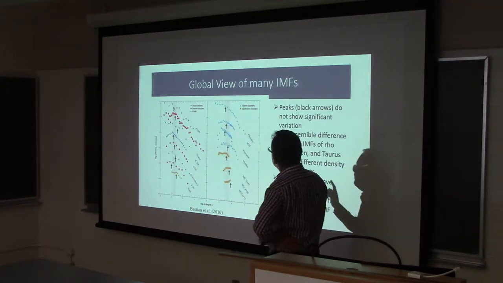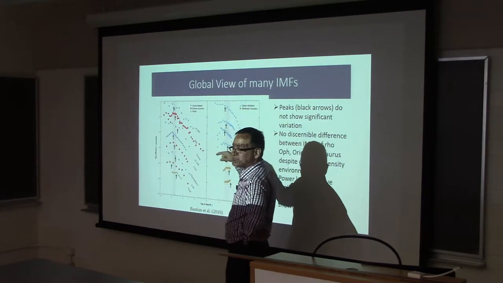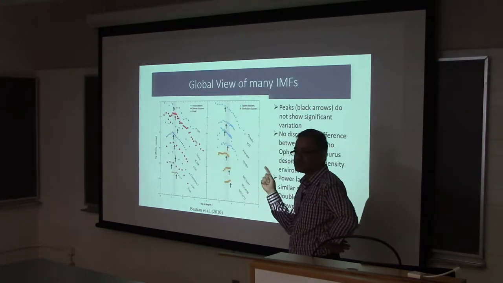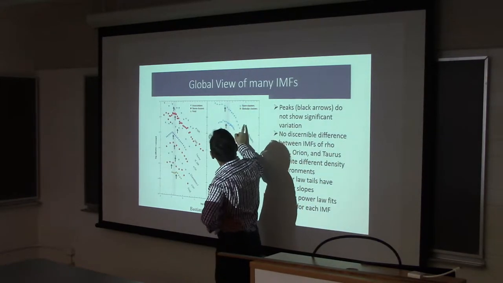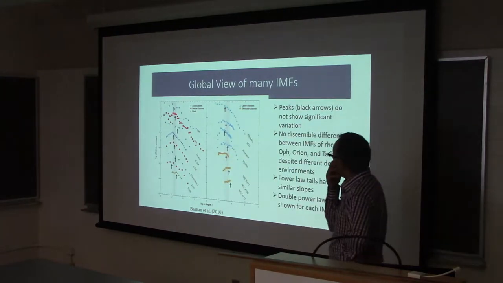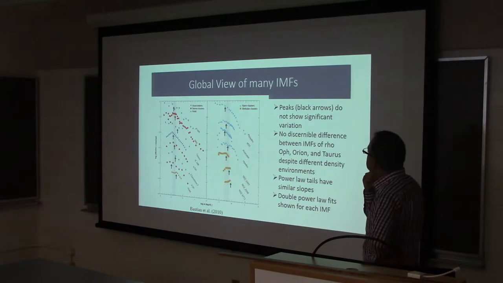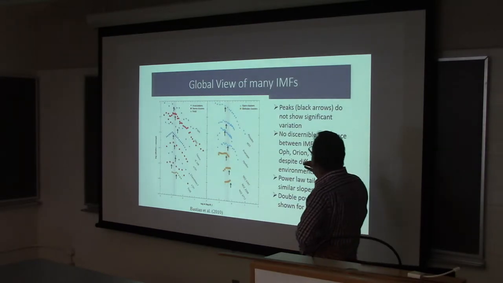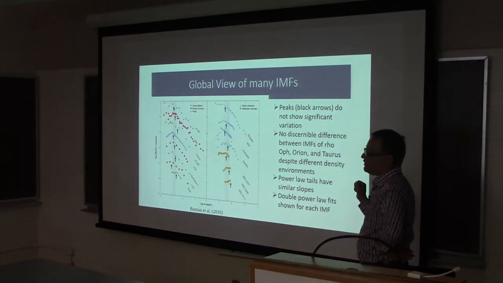And the black arrow points to where the inflection point of the two power laws is, which could also be the maximum if it's turning over all the way. Here, it's not necessarily turning down, but you can crudely associate that black arrow with a peak mass. And so one of the conclusions is that the peak masses don't vary a lot.